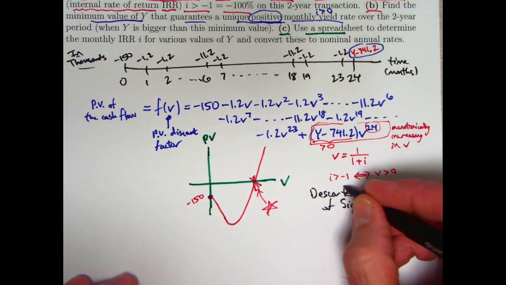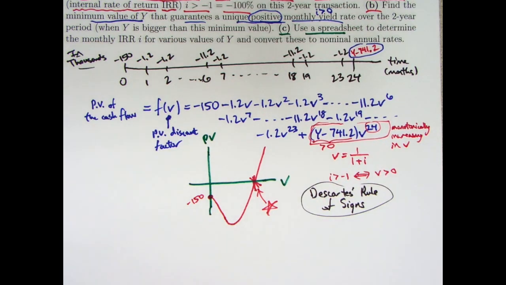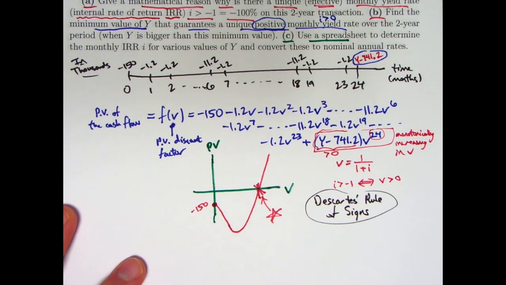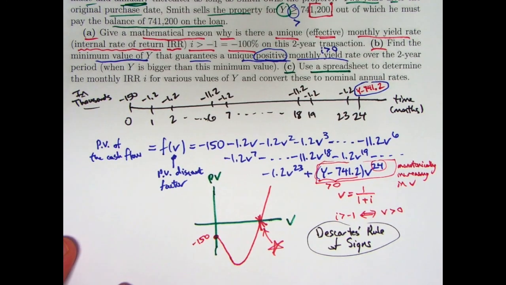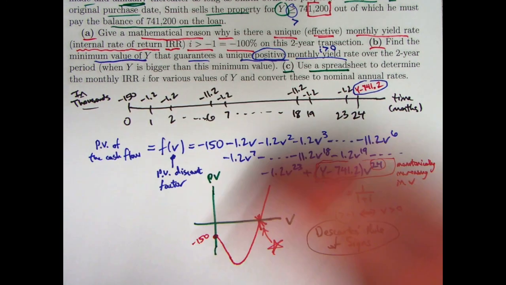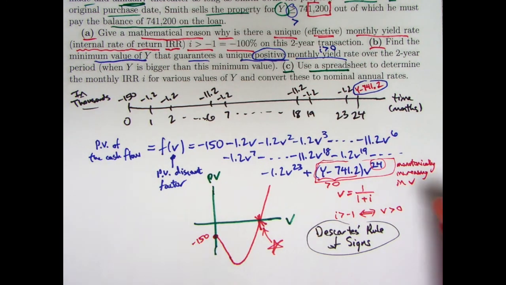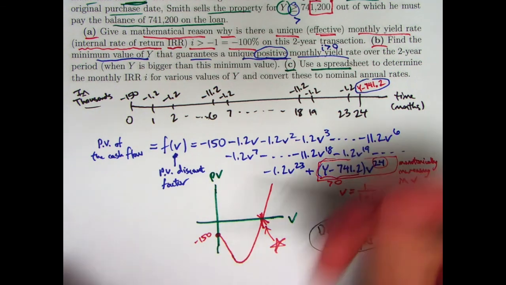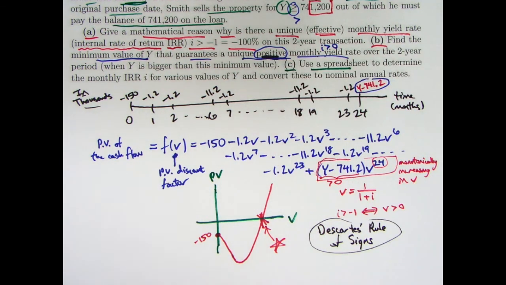So that's also something you can invoke if you want. Okay? All right, that's part A. What about part B? Find the minimum value of Y that guarantees a unique positive monthly yield rate. Positive, not just bigger than -1, but positive. And then solve for that value of Y. We actually have to solve for it.